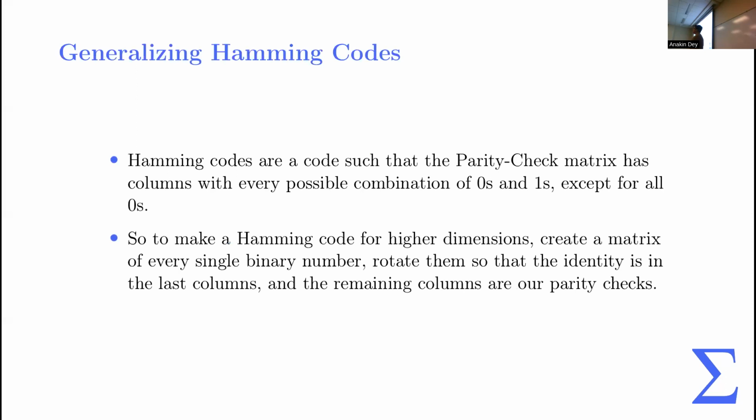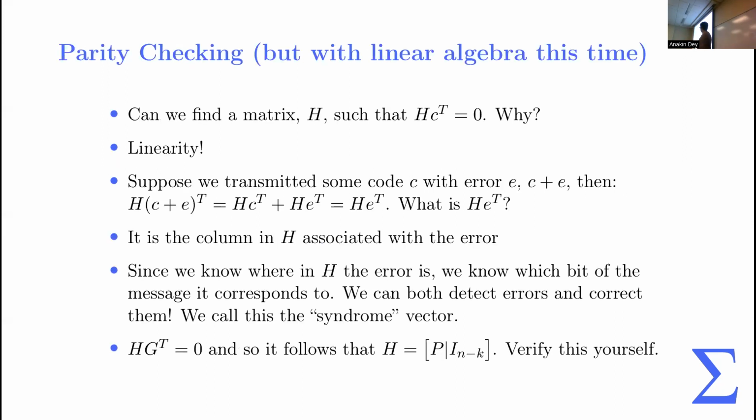Okay, so to make a Hamming code for higher dimensions, what we'll do is create a matrix that has every single number except for zeros. So 0, 0, 0, 1, 0, 0, 1, 0, and so on, all the way to 1, 1, 1, 1. And then we'll reorder it so that it fits this parity matrix we got earlier, where the identity is at the end. And that'll give us a parity check matrix, and also it'll give us P.